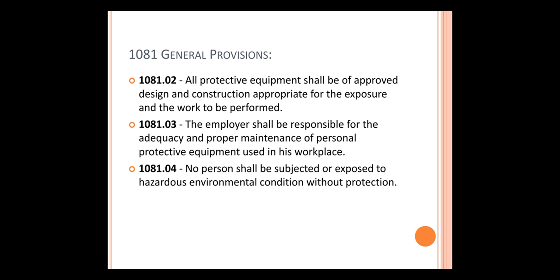Next is the 1081.02. All protective equipment shall be of approved design and construction appropriate for the exposure and the work to be performed. Next is the 1081.03. The employer shall be responsible for the adequacy and proper maintenance of personal protective equipment used in his workplace. And lastly, 1081.04. No person shall be subjected or exposed to hazardous environmental condition without protection.